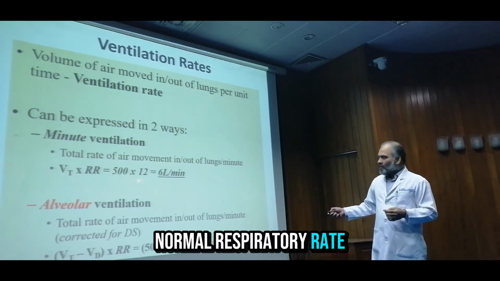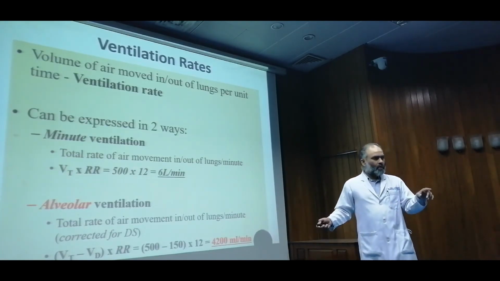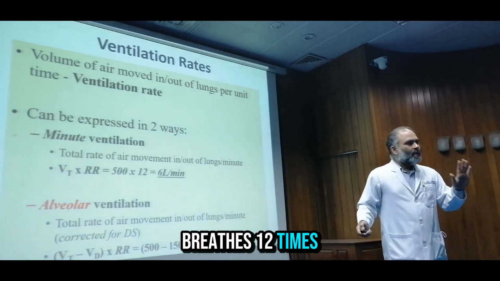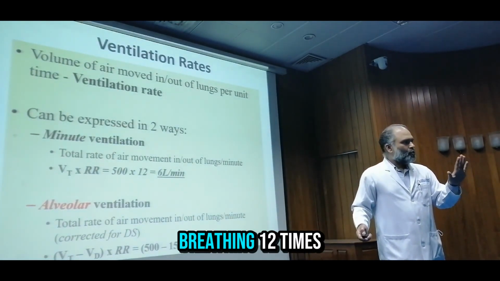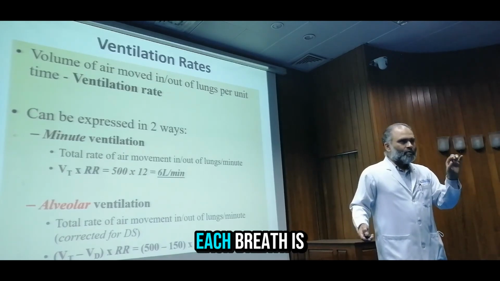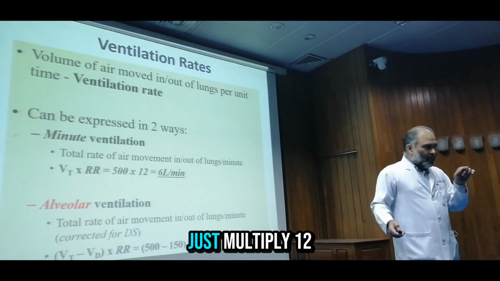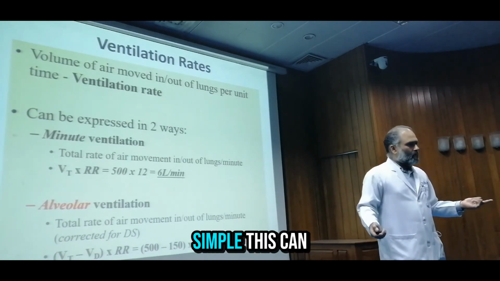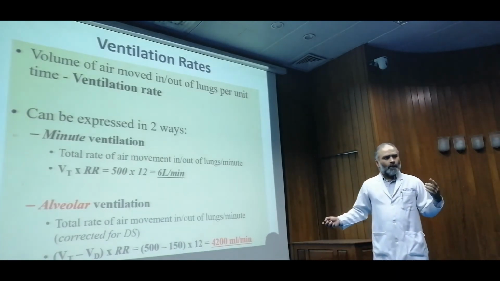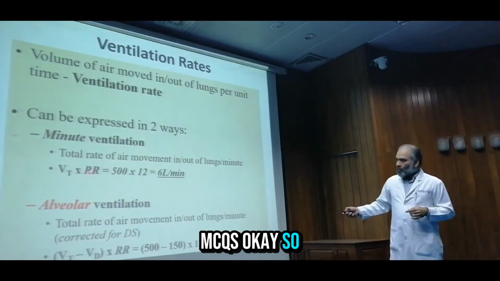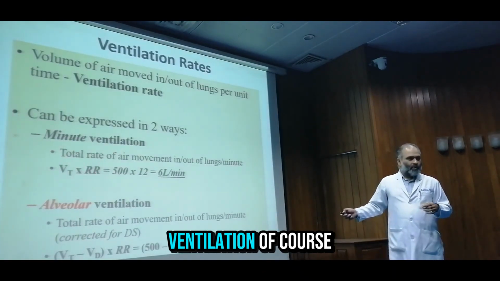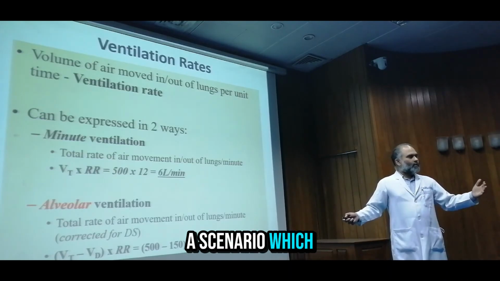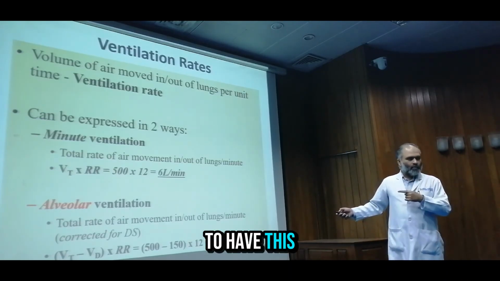Normal respiratory rate is 12. At rest, generally speaking, the average human being breathes 12 times in a minute. So if you're breathing 12 times in a minute, each breath is tidal volume. You just multiply 12 by 500. Simple equation? Very simple. This can come in your MCQs. We can ask you to calculate minute ventilation, of course not telling you that this is minute ventilation. We'll give you a scenario which will require you to have this knowledge.